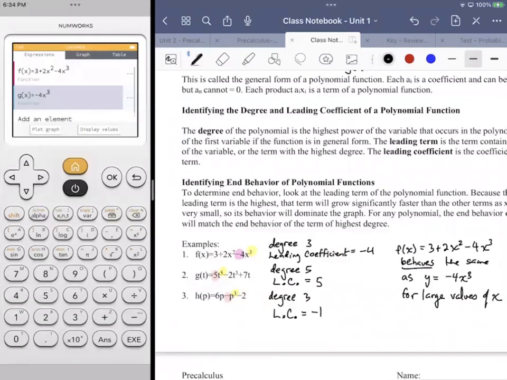All right, so these two equations, both functions, this one and this one, they're going to have the same what we call end behavior, right? So for large values of x, whether it's in the positive or negative direction. It's kind of hard to say for small values of x, but for large values of x in the positive or negative direction.